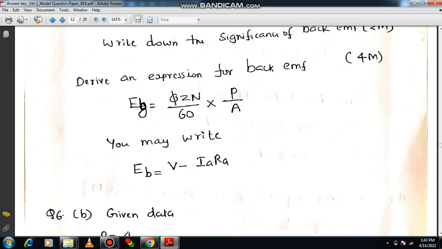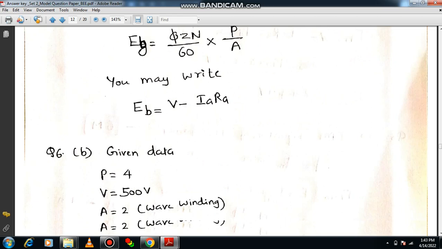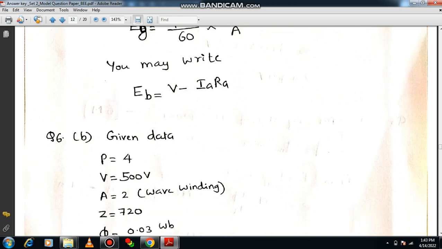What is EB? And in parallel you can write the expression for EB, which is connected with the speed, flux and number of conductors, etc. And you can talk about the importance of back EMF, how the back EMF forms, how the back EMF will maintain the motor as a self-regulating machine. All the points you can mention. What happens if the back EMF is 0? That point also you do mention clearly and you will be getting full credits.